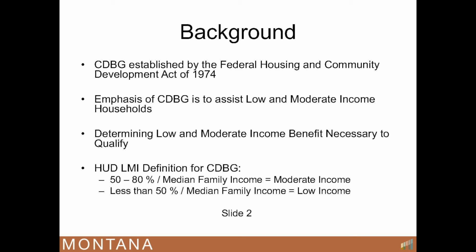Federal statute and HUD regulations define low and moderate income, or LMI, as follows. 50 to 80% of median family income determined on an annual basis is equivalent to moderate income, and then less than 50% of median family income is equivalent to low income.